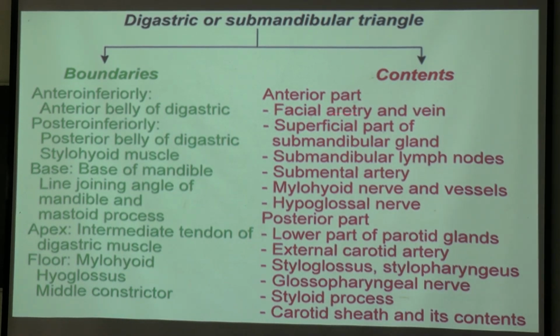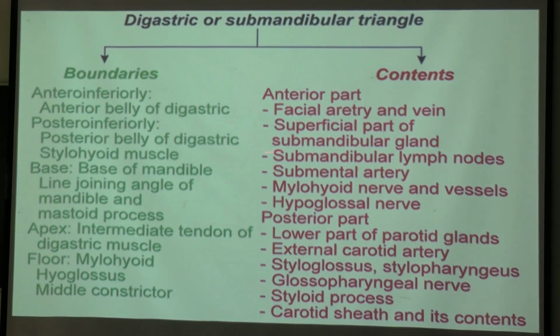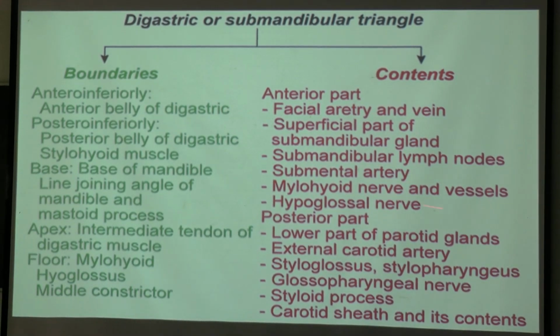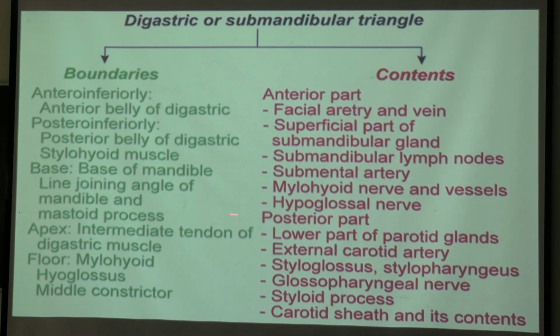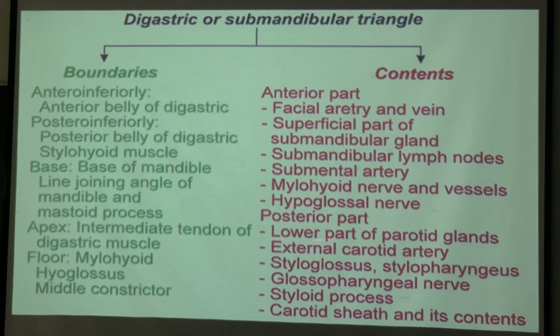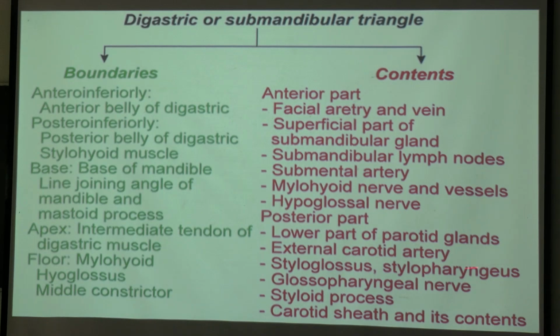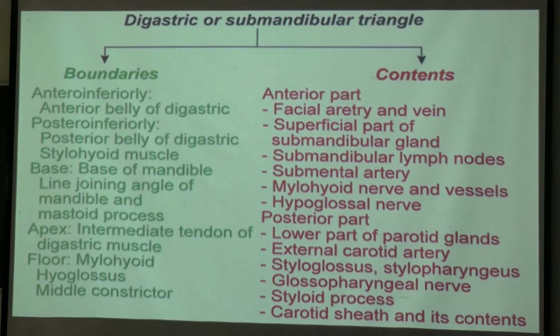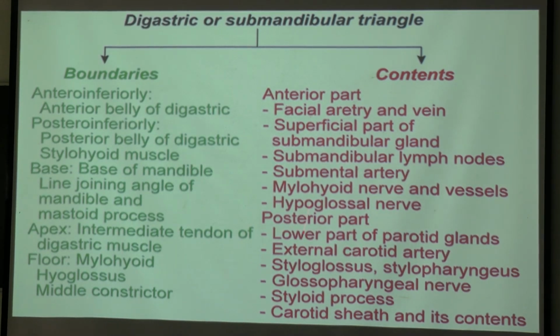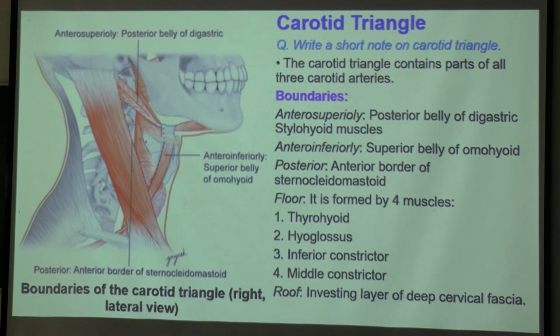Anterior part contains the facial artery and vein, superficial part of submandibular gland, submandibular lymph nodes, submental artery, mylohyoid nerve and vessels, hypoglossal nerve. And posterior part contains the lower part of parotid gland, external carotid artery, styloglossus, stylopharyngeus, glossopharyngeal nerve, styloid process, carotid sheath and its contents. So all these structures you have seen in the previous picture. Okay, so we have completed two triangles.